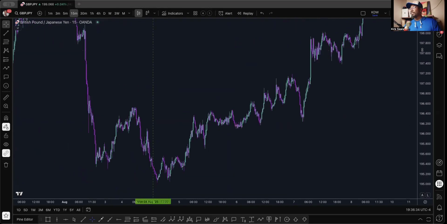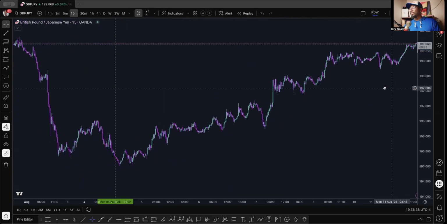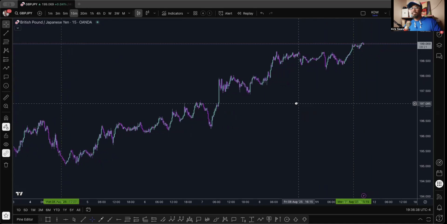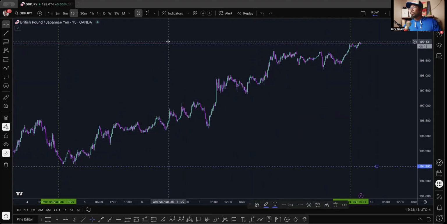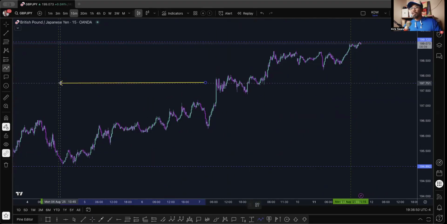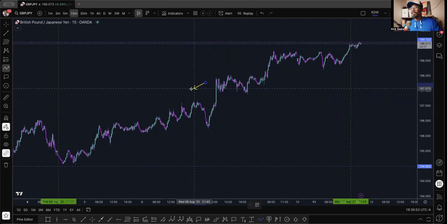First question for you guys. Between these two green vertical lines, between this vertical line and this vertical line, what direction is the market going?